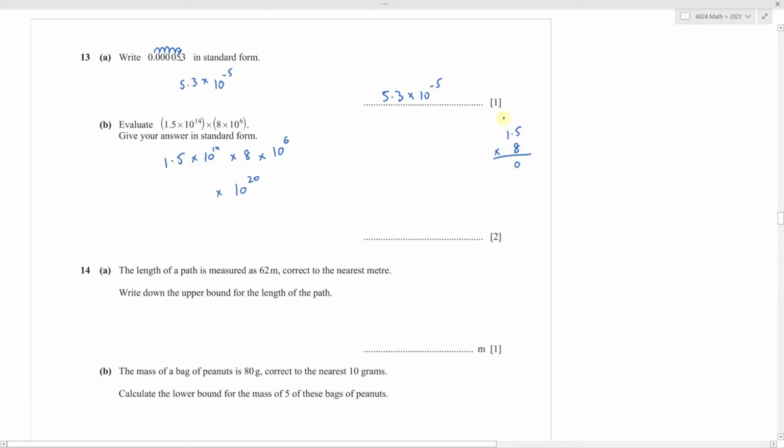8 times 5 is 40, 4 carry, 8 ones are 8, plus 4, 12, and then in total 1 decimal place, so I'll move 1 decimal place here as well. So this is 12.0 into 10 power 20. Now to convert this into standard form, I need to move this decimal here. So this will become 1.2 into, since I moved this one place to the left, I'll increase the power of 10 by 1. So increasing it will become 10 power 21. So this is 1.2 into 10 power 21.